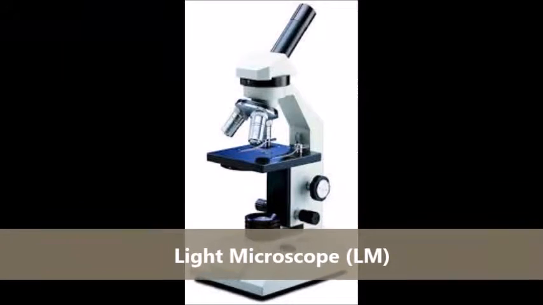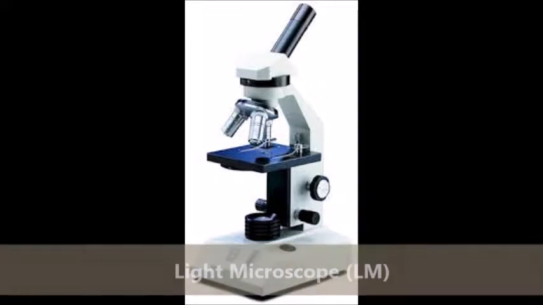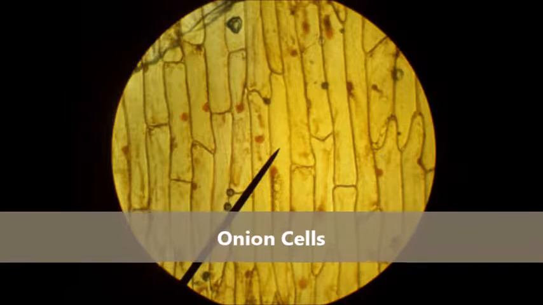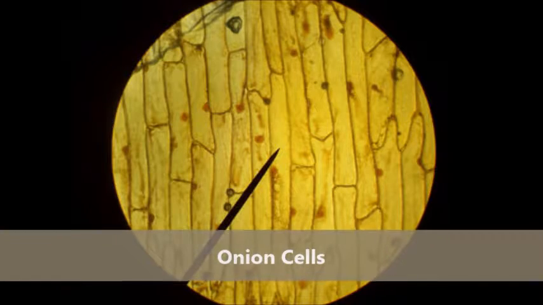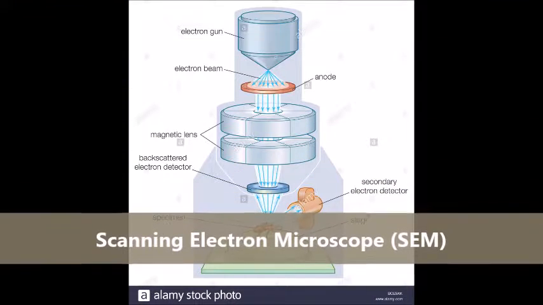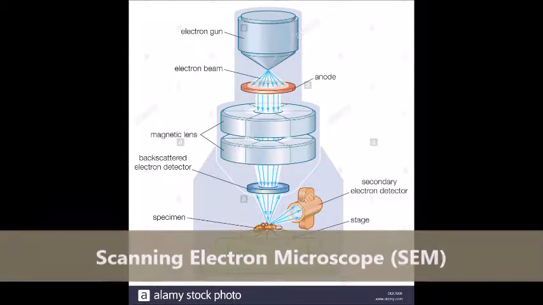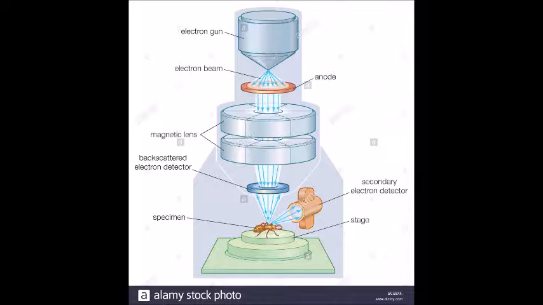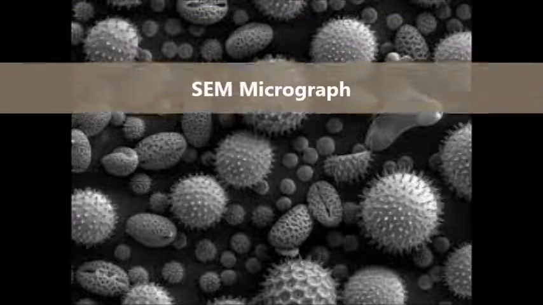In a light microscope, visible light is passed through the specimen and then through glass lenses. This is an example of a specimen under a light microscope. A scanning electron microscope is a type of electron microscope. An electron microscope focuses a beam of electrons through the specimen or onto its surface.